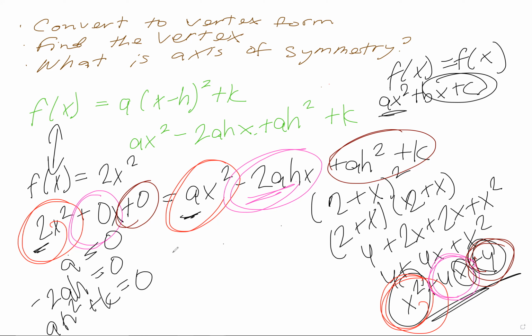Okay, so we have negative 2ah equals 0. Oh, sorry, a is not equal to 0. My bad. A is equal to 2, right?